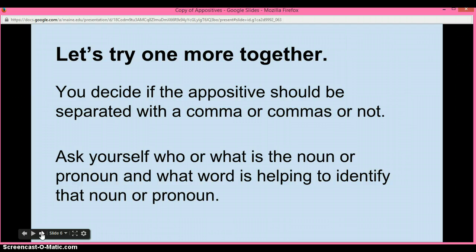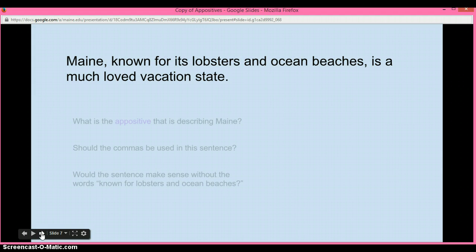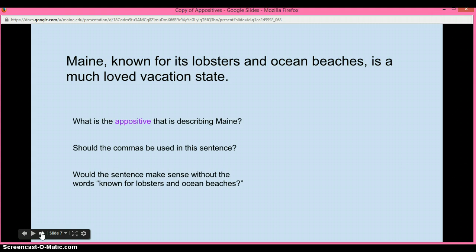We're going to take a look at one more example together, and while we're looking at it, see if you can decide if the appositive should be separated with a comma or commas or not. Maine, known for its lobsters and ocean beaches, is a much-loved vacation state.